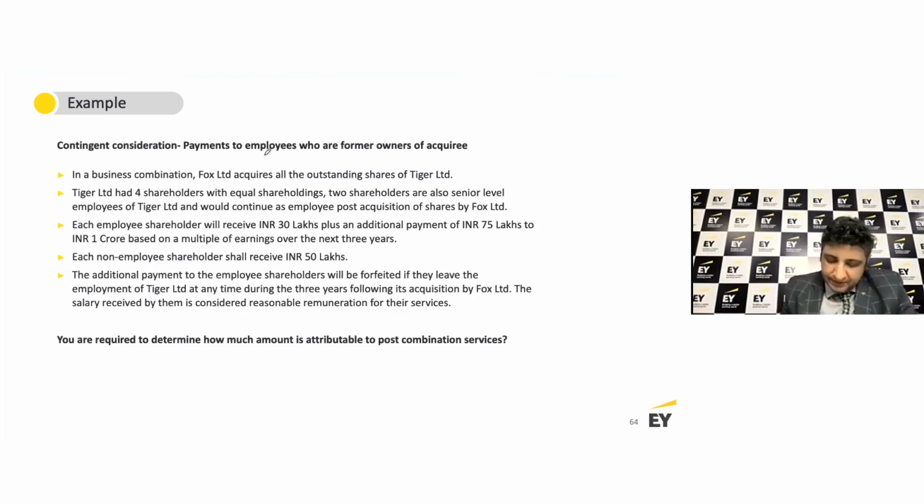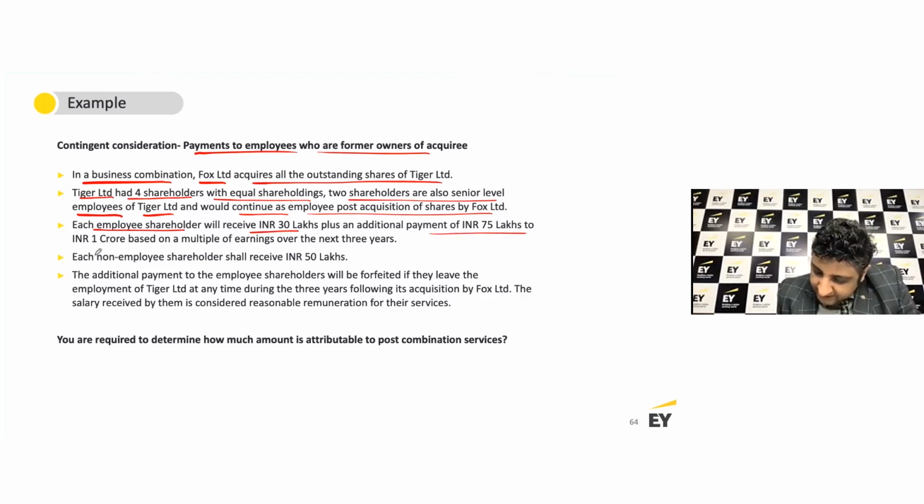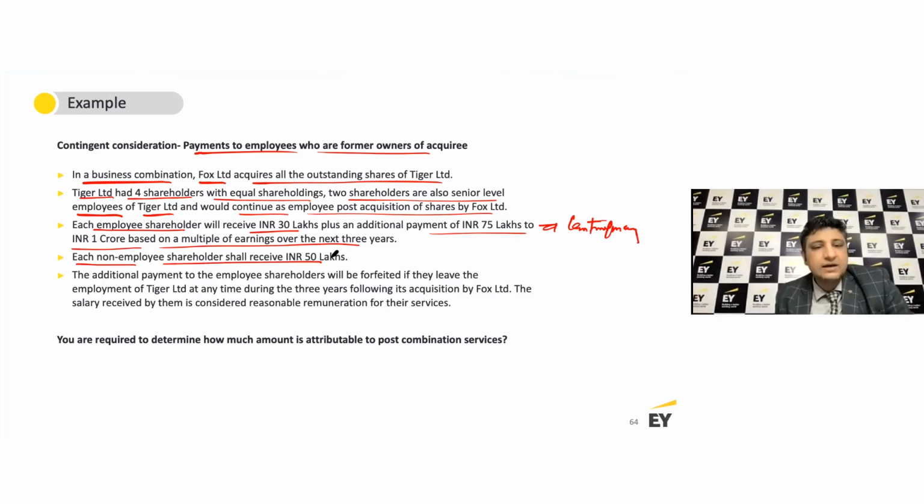It says that there are payments to employees who are former owners of the acquiree. In a business combination, Fox Limited acquires all the outstanding shares of Tiger Limited. Tiger Limited had 4 shareholders with equal shareholding. 2 shareholders are also senior level employees and would continue as employees post acquisition of shares by Fox Limited. Now, each employee shareholder will receive 30 lakh rupees plus additional payment of 75 lakhs to 1 crore based on the multiple of earnings. So there's a contingency element here. Okay. Each non-employee shareholder shall receive 50 lakh rupees.